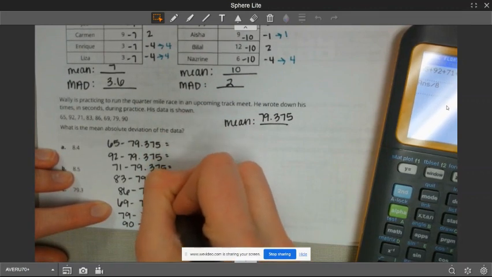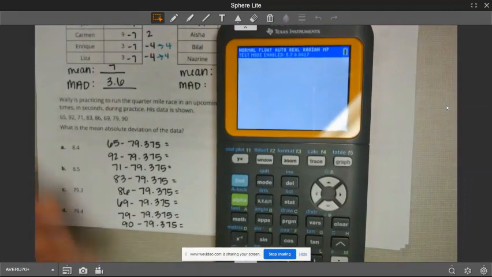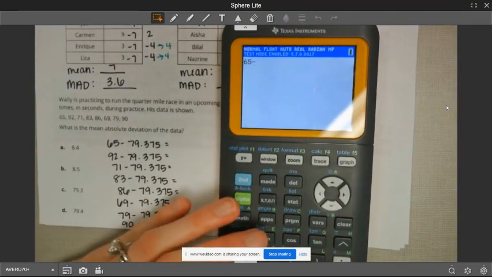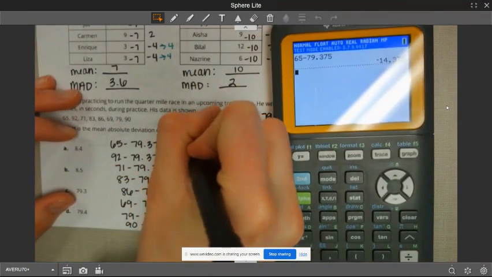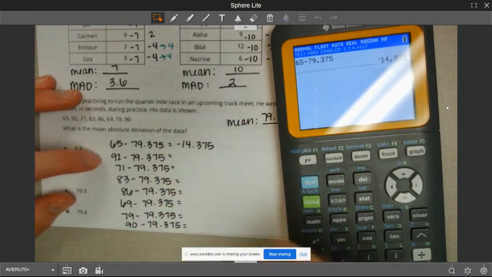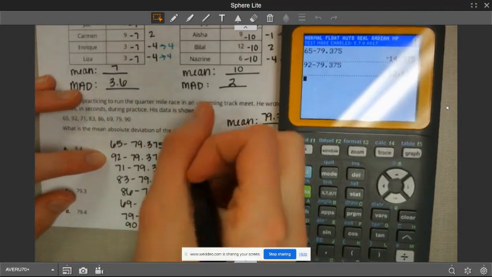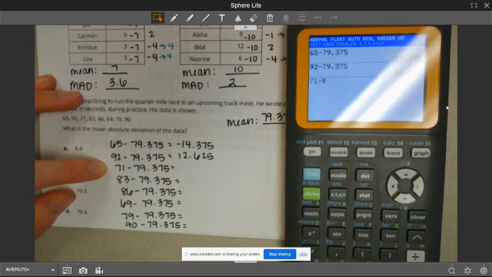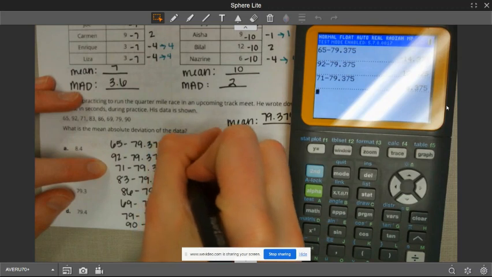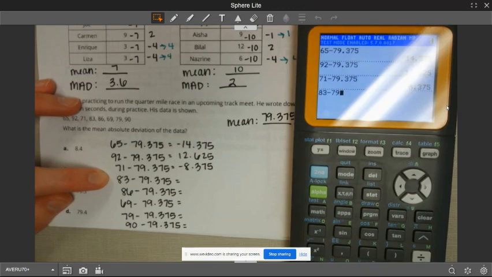All right, I'm going to use my calculator and go ahead and subtract all of these. You always have a calculator, so there is no reason why we can't do these decimal subtractions. So 65 minus 79.375 gets me negative 14.375. 92 minus 79.375 gets me 12.625. 71 minus 79.375 gets me negative 8.375.